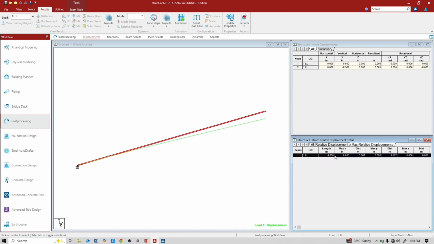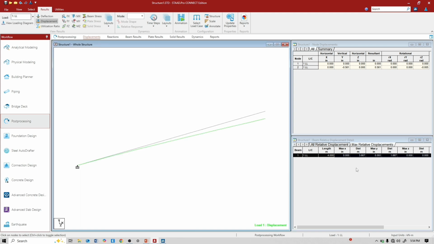Maximum relative displacement, 4 meter length. Maximum y is 0.093. Yes, see here. Length 4 meter, maximum y is 0.093 inch. 0.093 into 25.4, that means 2.36 mm is maximum deflection at the tip of this cantilever. But it is shown at 3.667 meter distance from a point.